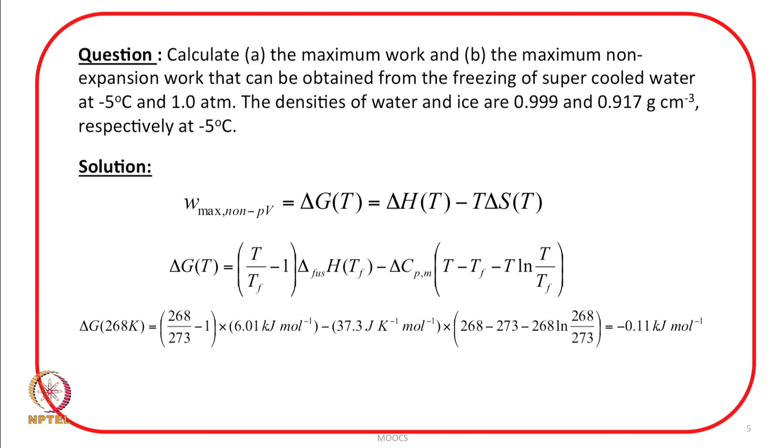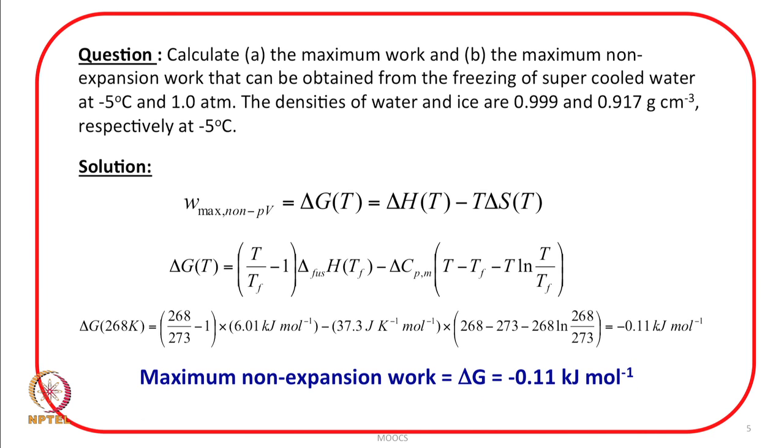Once you substitute the numbers, the answer comes out to be minus 0.11 kilojoules per mole. Right. So, let us now comment on this minus 0.11 kilojoules per mole, that is the maximum non expansion work, because delta G is a measure of maximum non expansion work, which is equal to minus 0.11 kilojoules per mole.